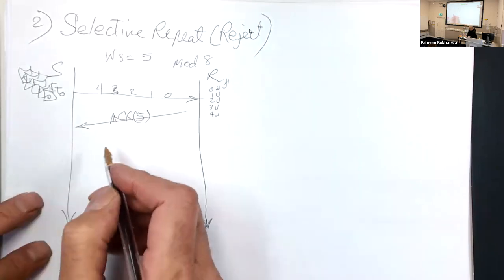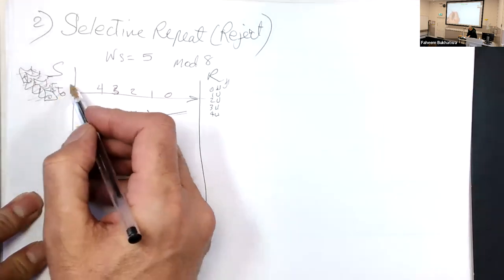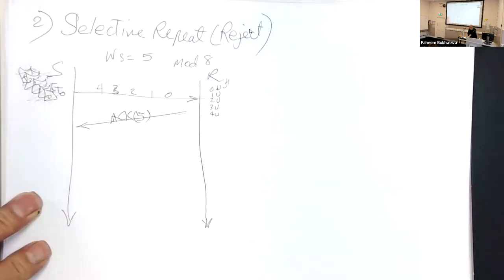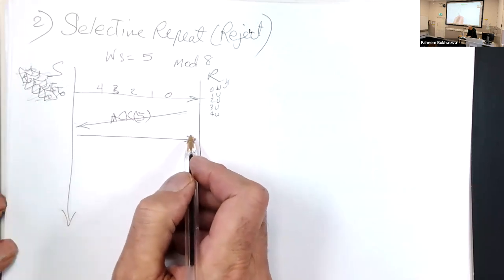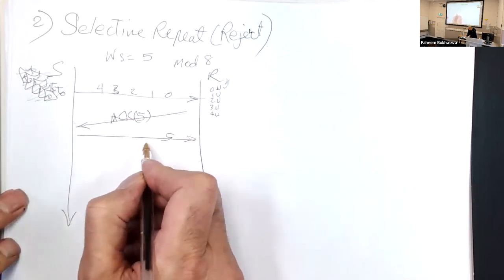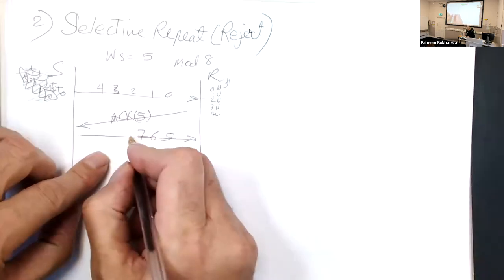So now the sender, after receiving the acknowledgement, will clear memory, switch off all the timers, and send the next few frames. Frame numbers? 5, 6, and 7. 8 and 9.